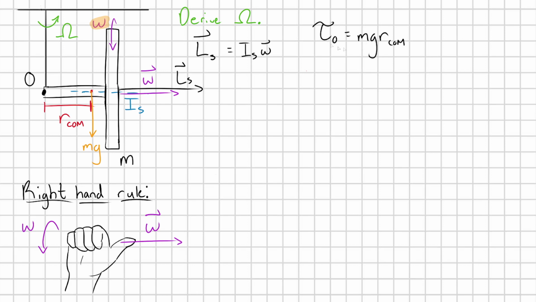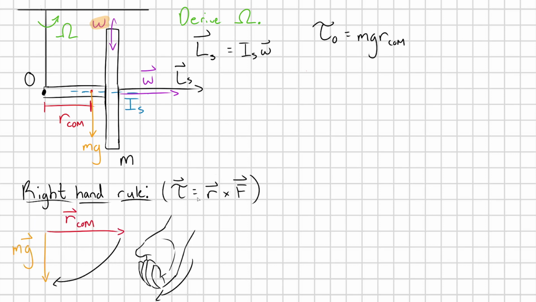Now, torque, of course, is a vector. I've only written out the magnitude of my torque vector. In order to figure out the direction of my torque vector, we're going to have to use the right-hand rule again, right? So the general definition for torque is going to be r cross F. So in this case, r is r sub center of mass, and our force is gravity mg here.